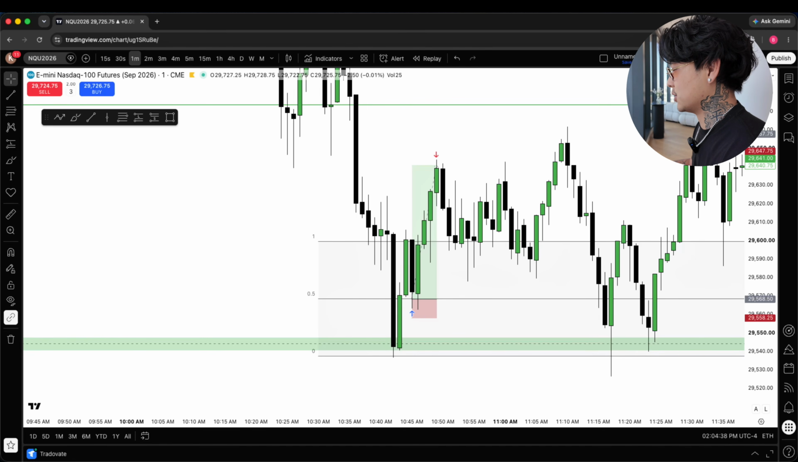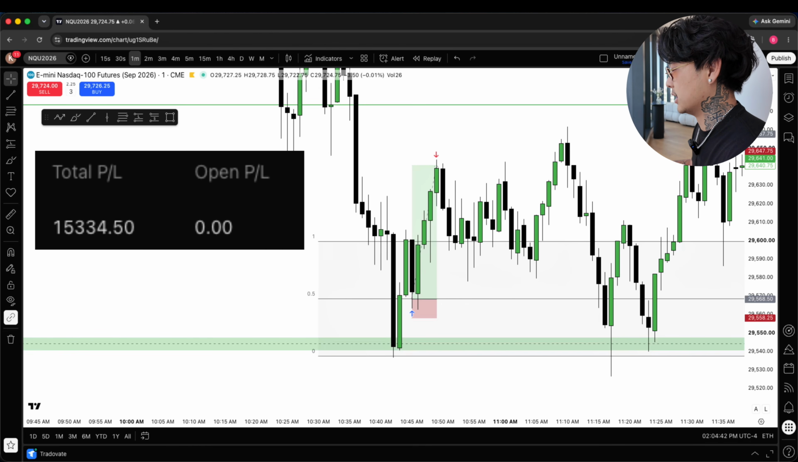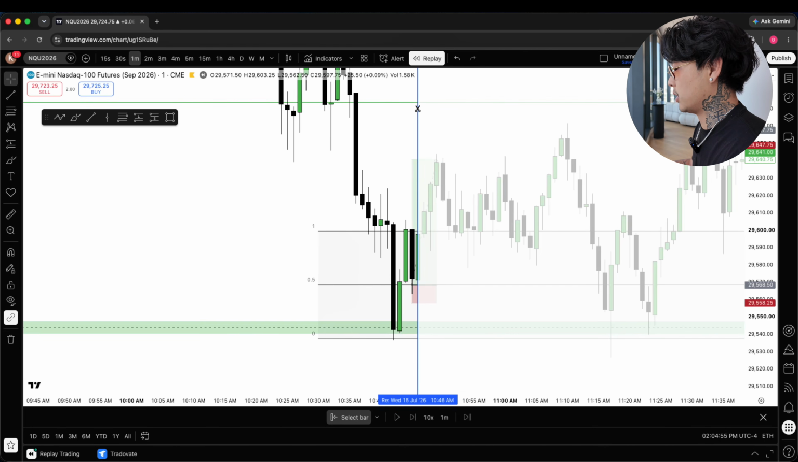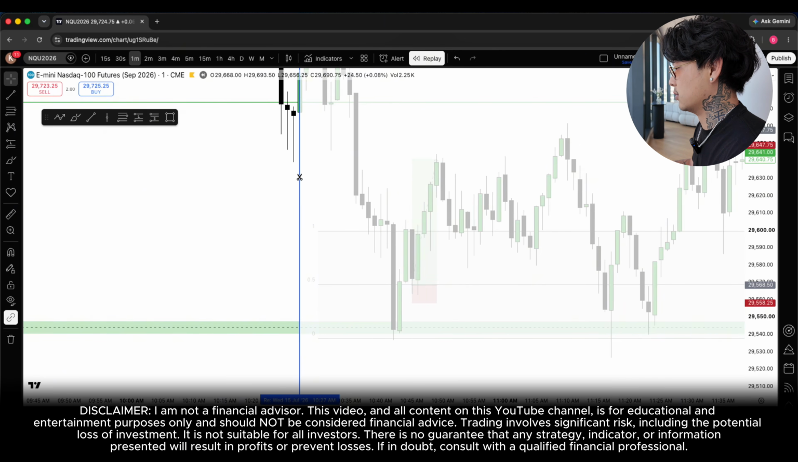And as you can see, absolutely smacked NQ for a nice 7R, so beautiful trade, and you can see the P&L here. Now let's go ahead and rewind the charts and we can take a look and see what happened here.